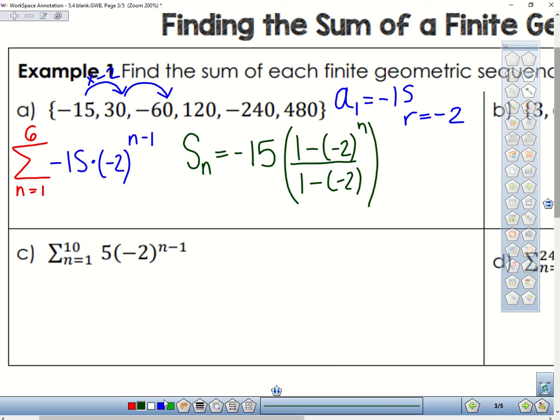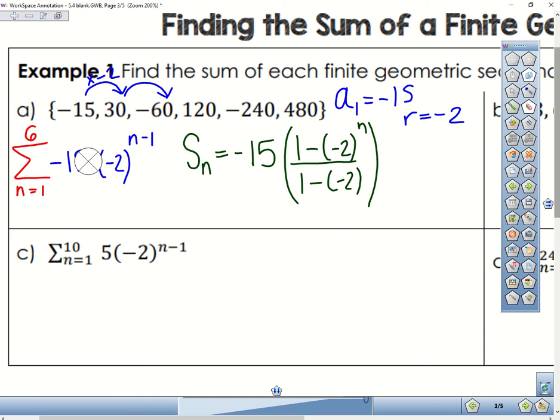Now in this case, we want to calculate the sum of 6 terms. So what are we going to be plugging in for n here? We want to calculate the sum of the first 6 terms. Good, we're going to plug in 6 for n. So that's because there are 6 terms that we're adding up.